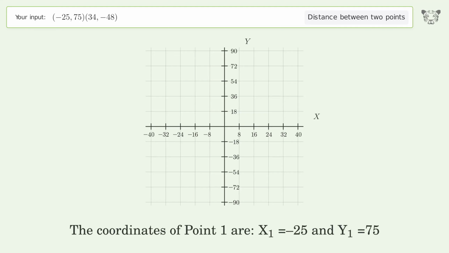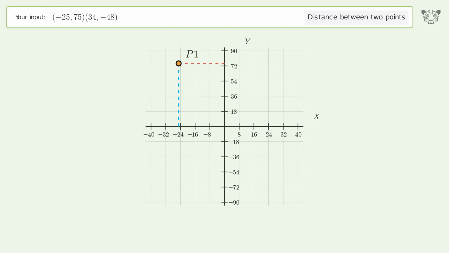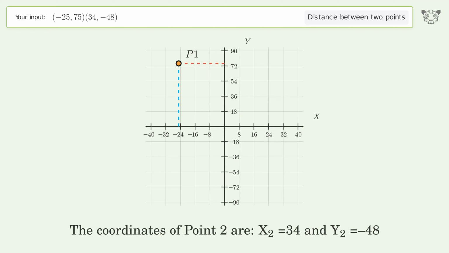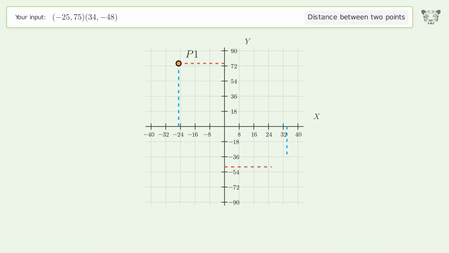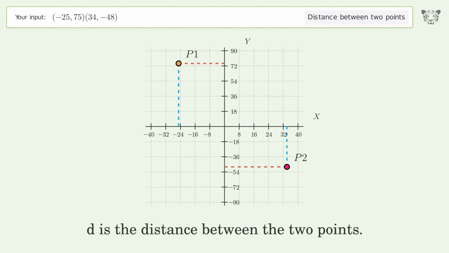The coordinates of point 1 are x1 equals -25 and y1 equals 75. The coordinates of point 2 are x2 equals 34 and y2 equals -48. D is the distance between the 2 points.